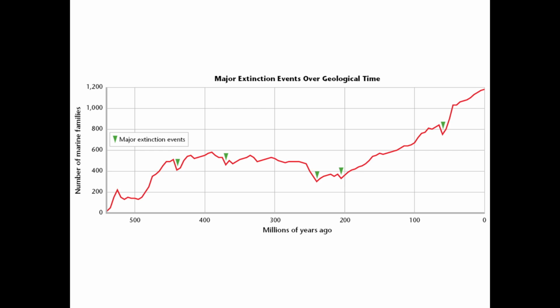This graph shows the major extinction events over geological time. And so this x-axis is a reverse x-axis because this is millions of years ago. So we find ourselves at current time, 0 million years ago, on the right side of this graph. And so we see the general trend that species have increased over time, but all of these green arrows correspond to major extinction events. And so we could see that through geologic time, we have had 5 major extinction events.